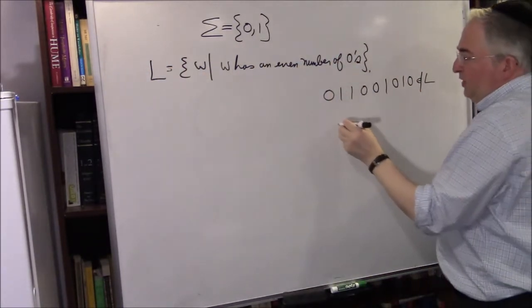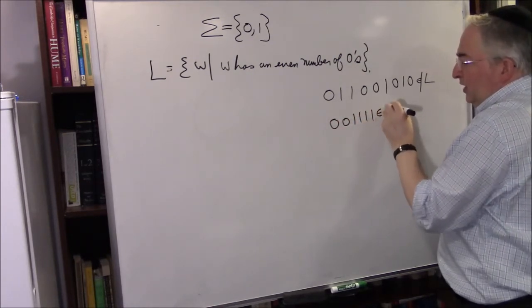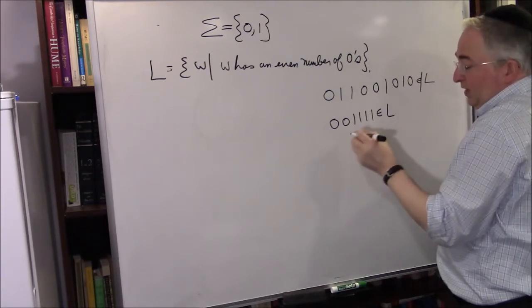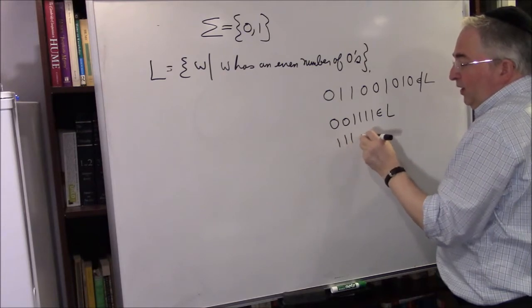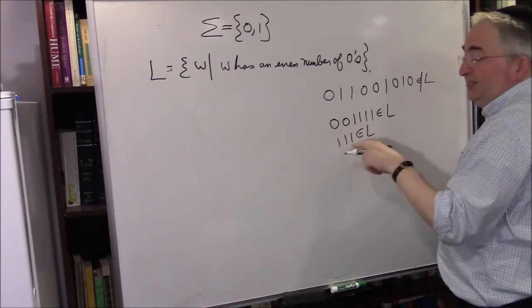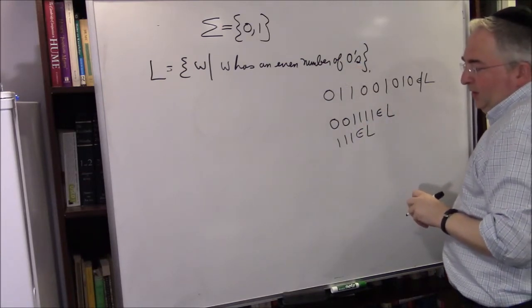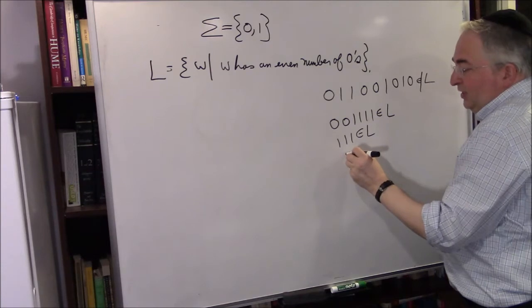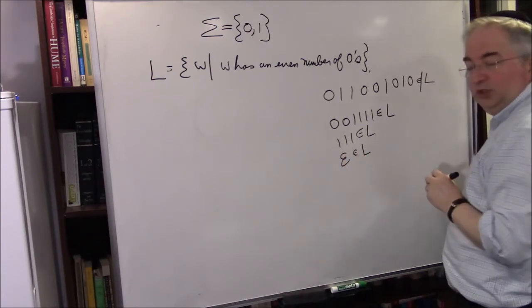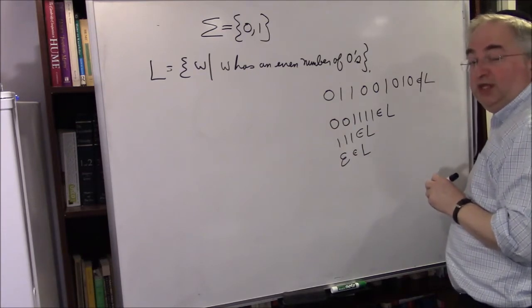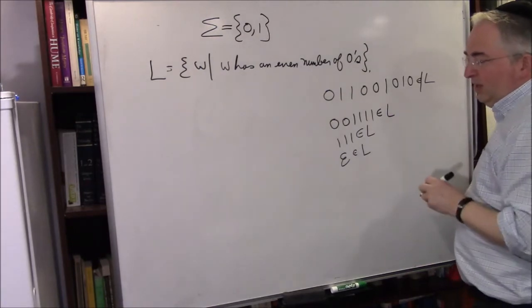Okay? As opposed to that, 0, 0, 1, 1, 1, 1 is in the language. In addition, the word 1, 1, 1 is in the language because it has 0 number of zeros. 0 is an even number. Okay? Here's another thing that's in the language. The empty word is in the language. It has 0 zeros and 0 ones. It's in the language. Okay? So it's good to see it.